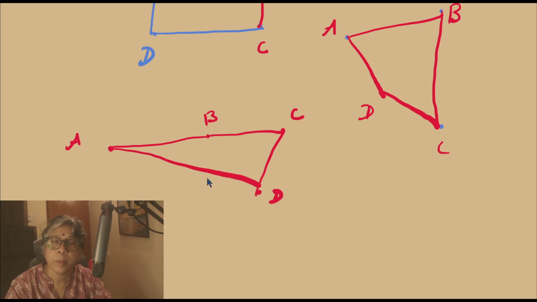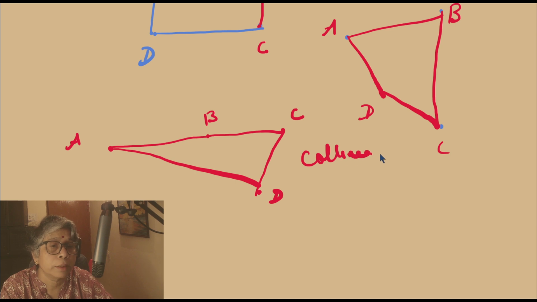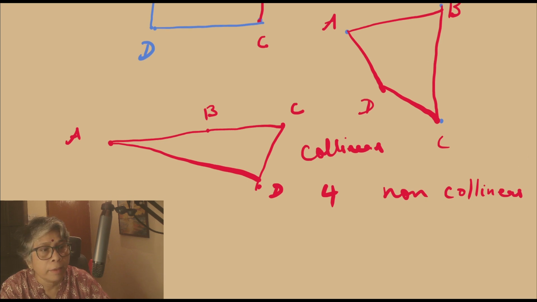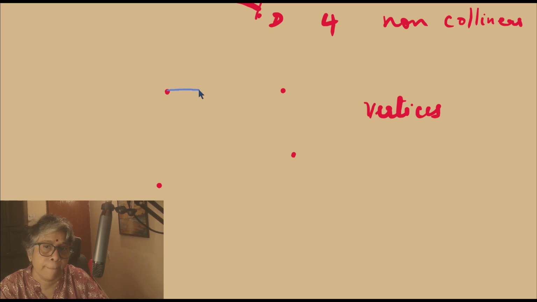So the important property to form a quadrilateral is that the 4 points which form a quadrilateral, none of them should be collinear to one another, right? You should have 4 non-collinear points in order to form a quadrilateral, right? And these points with which a quadrilateral are formed are called the vertices of the quadrilateral. These are the vertices, right?